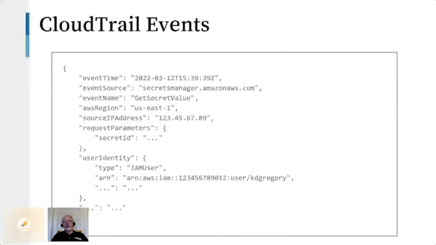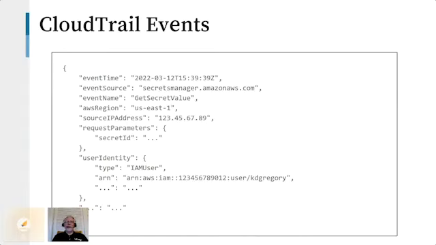So the first thing is CloudTrail events. And like I said, Amazon Web Services is a web service. And just like every web service, it has an access log. Parts of the access log are made available to you as a user, and it's called CloudTrail. It's a service. And here's an example CloudTrail event.